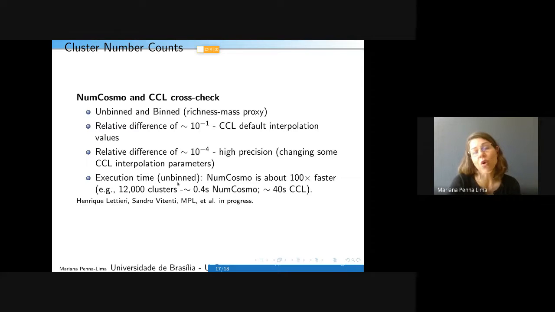But this also has a cost, because in this case of high precision, or what we are calling high precision, NumCosmo is about 100 times faster than CCL. For example, we compute these 12,000 elements, the number of clusters per redshift per richness, 2,000 terms like this, takes about 0.4 seconds using NumCosmo, but the same computation takes about 40 seconds using CCL.